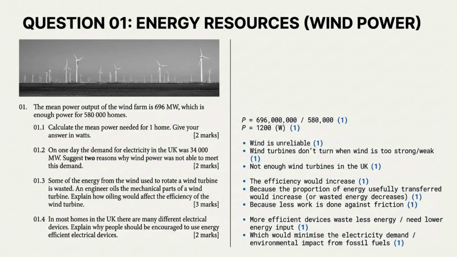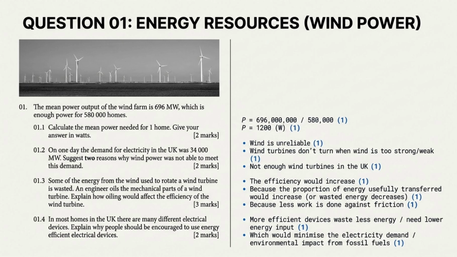Makes sense. So 01.3 switches to the mechanics of the turbine. It says an engineer oils the mechanical parts. Explain how oiling affects the efficiency. This is a 3-mark question, so we need a step-by-step logical chain. Step 1 is stating the actual effect, which is that efficiency increases. Okay, efficiency goes up, but why? Step 2 is the definition of that increase. Efficiency increases because the proportion of energy usefully transferred increases, or you could write that the wasted energy decreased.